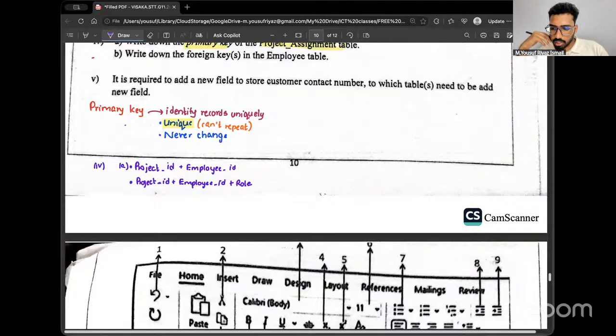But project ID is your answer. I didn't get that logic. It's like this.